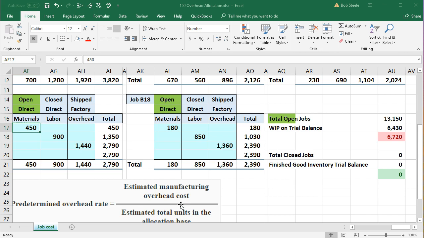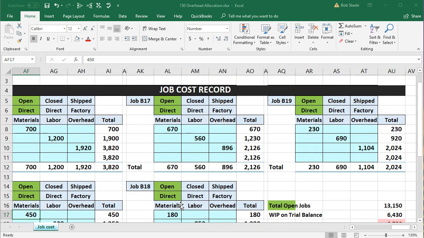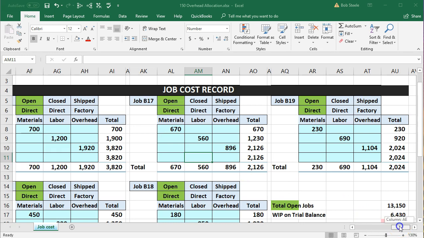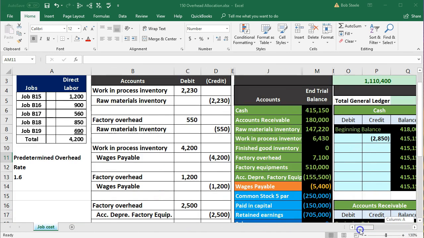How big is one job versus the other? That's what we're going to basically be using in order to allocate this out. Given that, that's what we're going to apply on a job-by-job basis. Now let's go back to our journal entry. The journal entry that we're going to make is going to be taking it out of factory overhead and putting it into work in process, because we know which jobs are going to be used at this time.